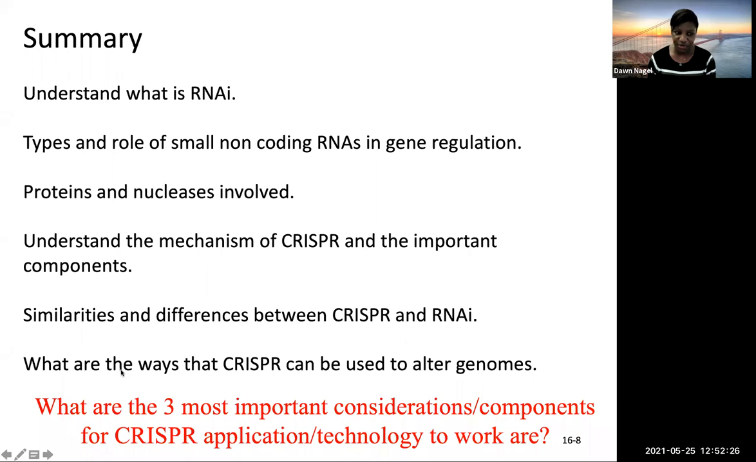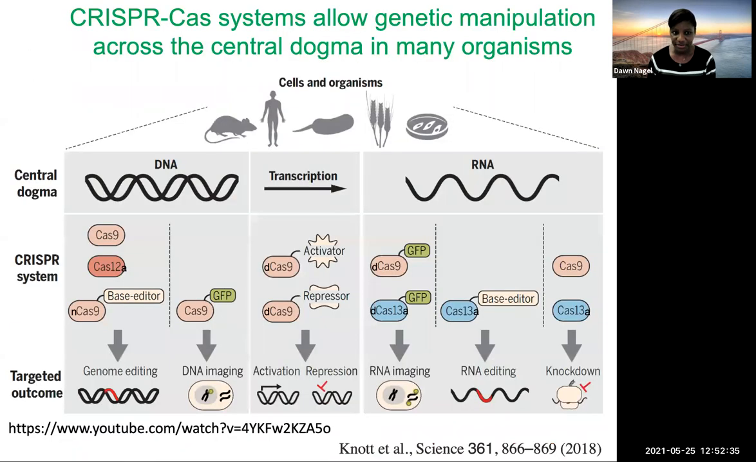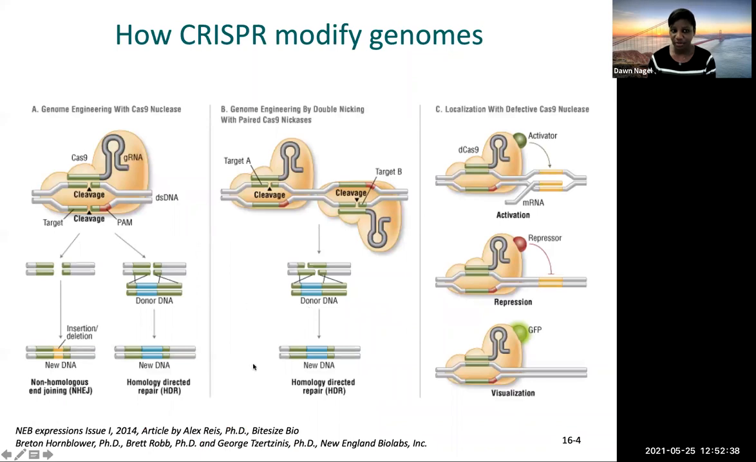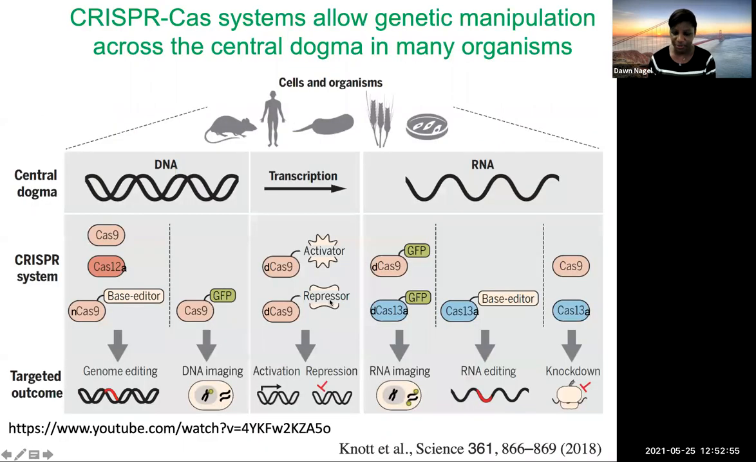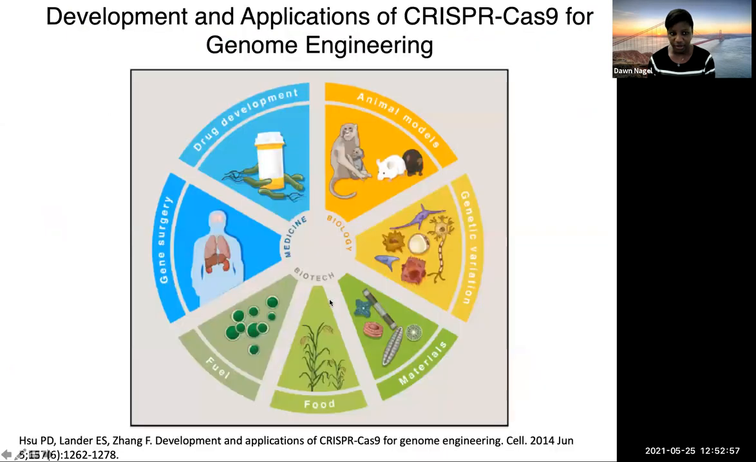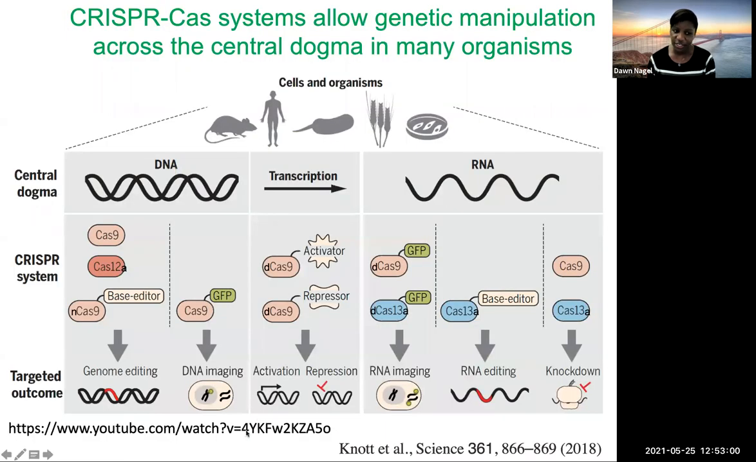Similarities and differences between CRISPR and RNAi, and what are the ways in which CRISPR can be used to alter genomes, right? And I think coming back to this slide would really help you in terms of understanding what are some of the ways. If you have to describe 2 ways in which you can alter genomes, you know that you can create mutations, and you also know that you can activate or repress a gene. You can also look at localization, right? So think about it in that context, the things that you can do with CRISPR technology. And if you get a chance, look at this video because it really summarizes it very nicely with beautiful videos and graphics, so check that out.